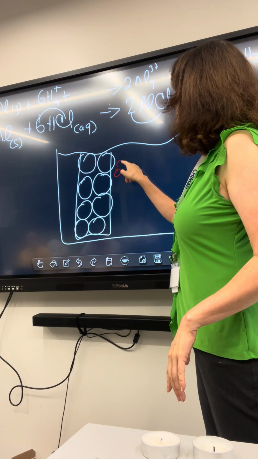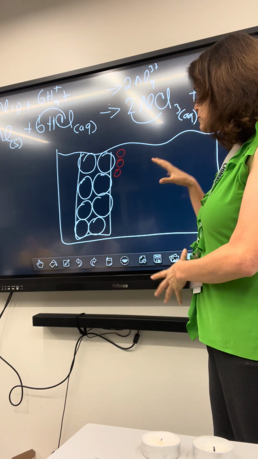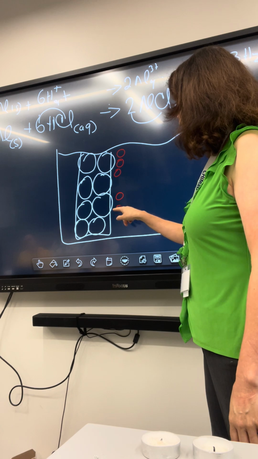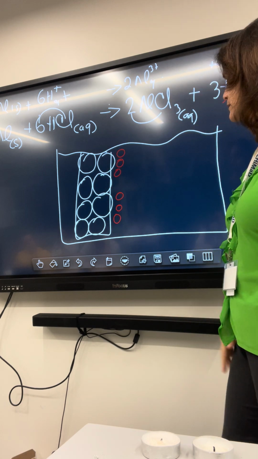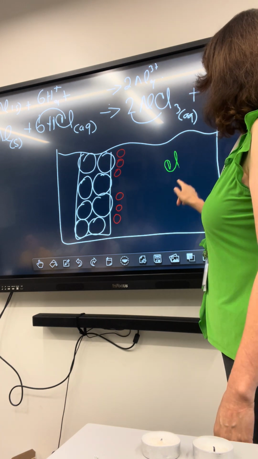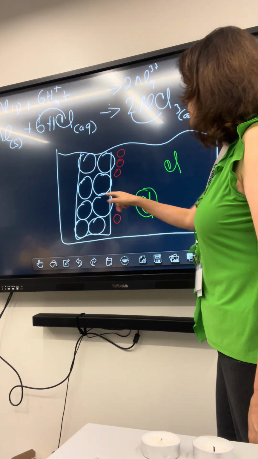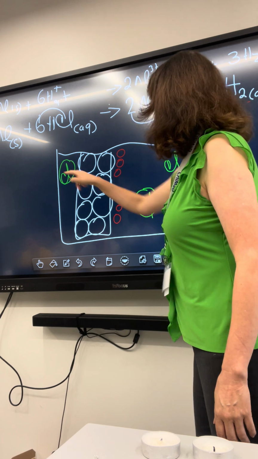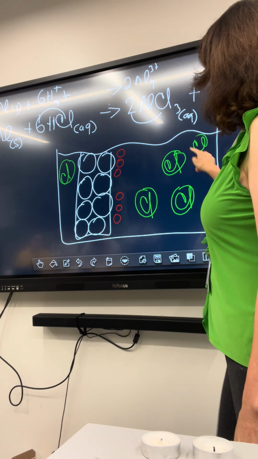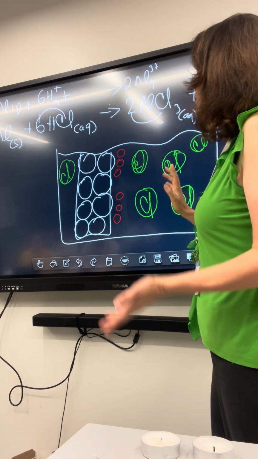So every time you have 3 hydrogen ions going by there, you have another 3 hydrogen ions going by here. The chlorides, we don't care, but I can draw them. The chlorides were everywhere. 1, 2, 3, 4, 5, and 6. We don't care about the chlorides really.